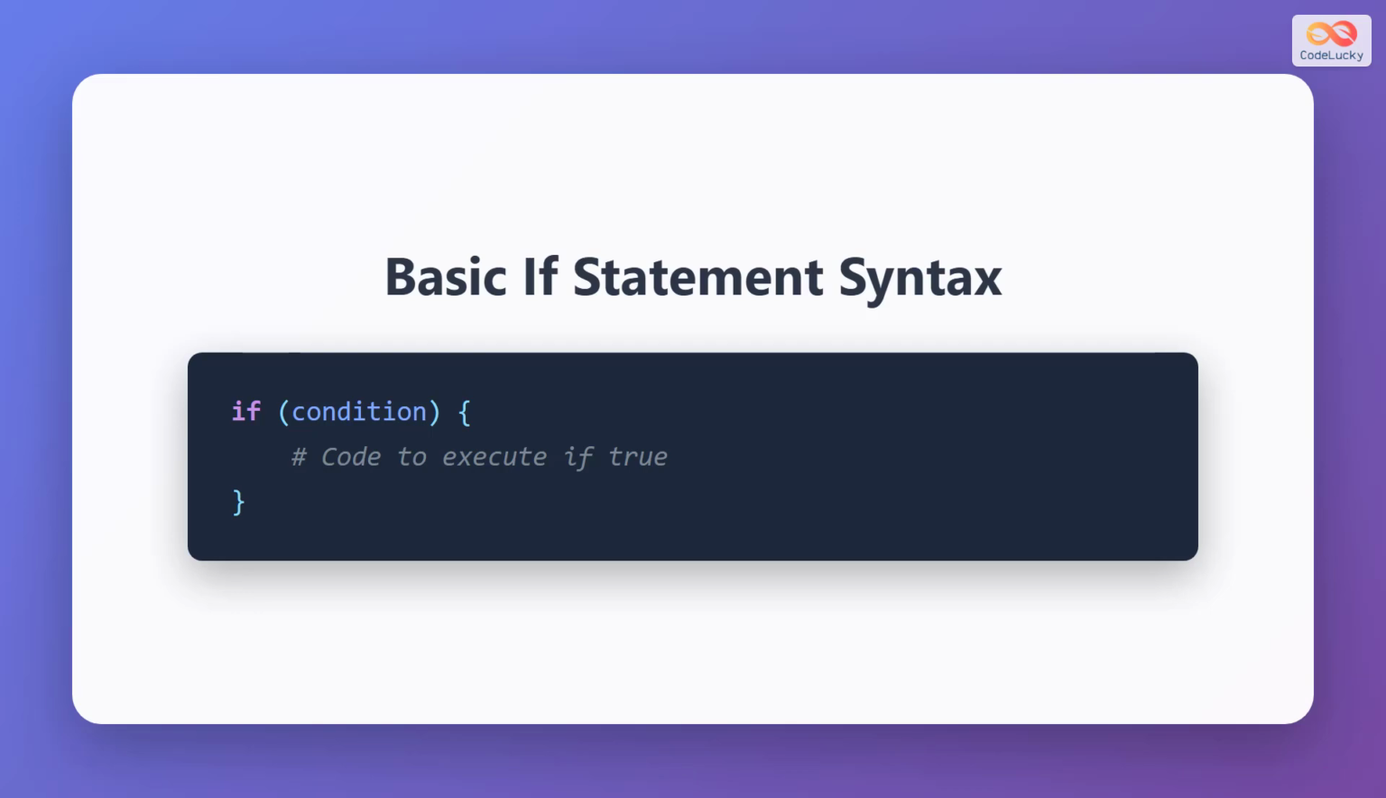Now let's look at the basic syntax of an if statement in PowerShell. The structure is straightforward. You start with the keyword if, followed by parentheses containing your condition. Then you have curly braces that contain the code you want to execute if the condition is true. Inside the curly braces, you write the code that should run when your condition evaluates to true. This is the foundation of conditional logic in PowerShell.